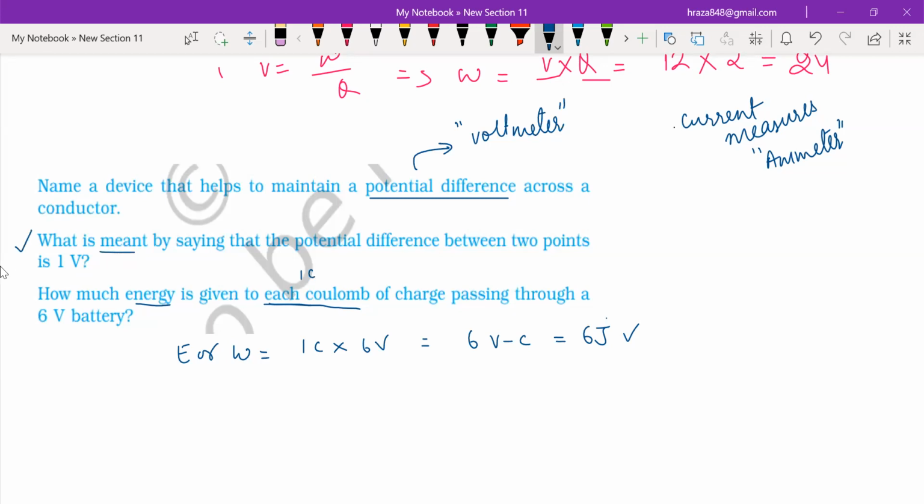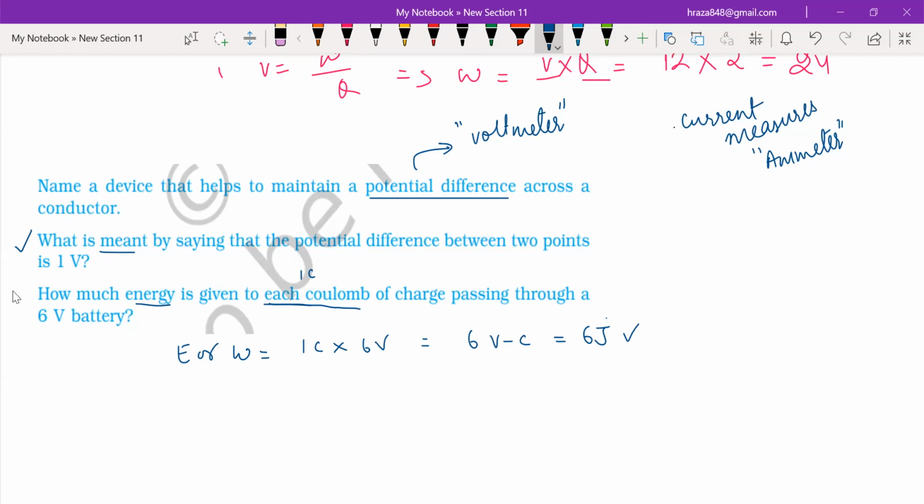What about this? Just a second, I just want to write it down. Volt. What is meant by saying that the potential difference is 1 volt? Let me know if you are unable to solve. Yes, sir. Please, I don't know how.